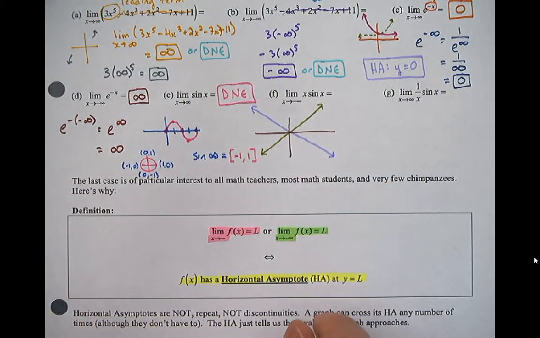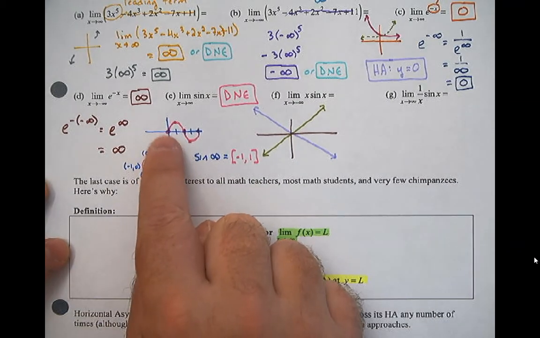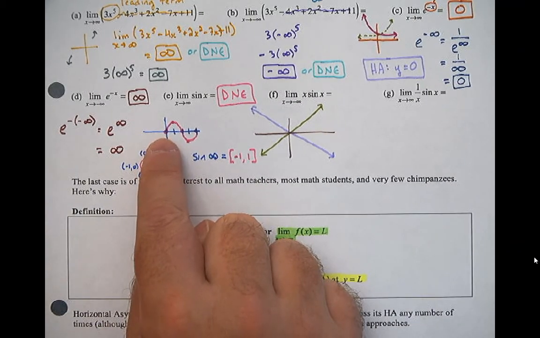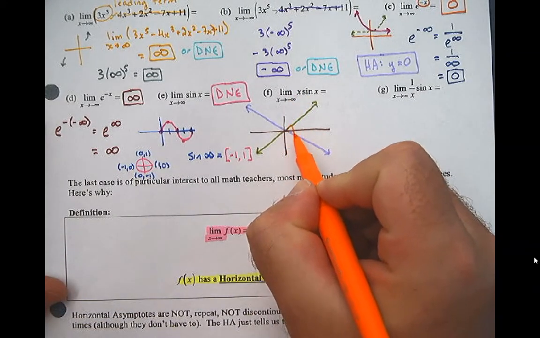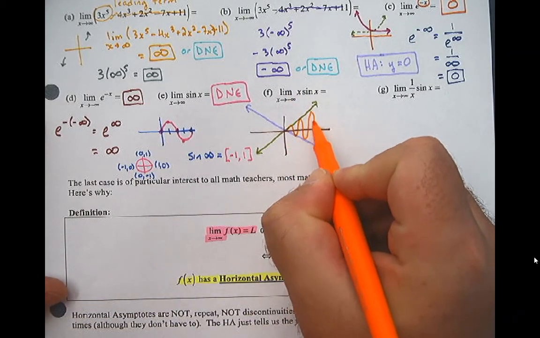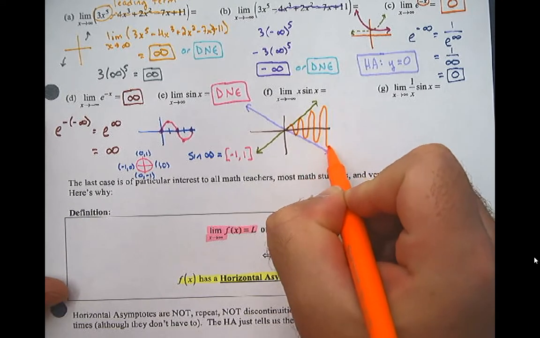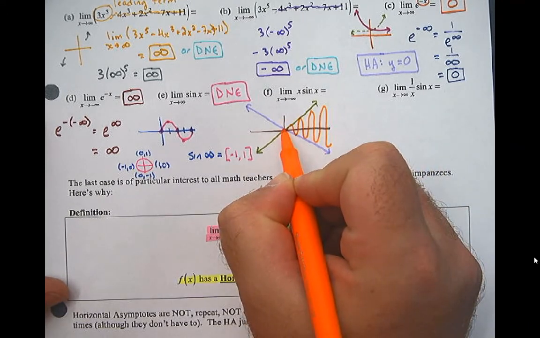So as I sketch sine, where did sine start again? Sine started at 0. So as I sketch sine, it's going to get continually caught as it goes around, and it's going to get bigger and bigger and bigger, and then it's going to do the same thing the other way.